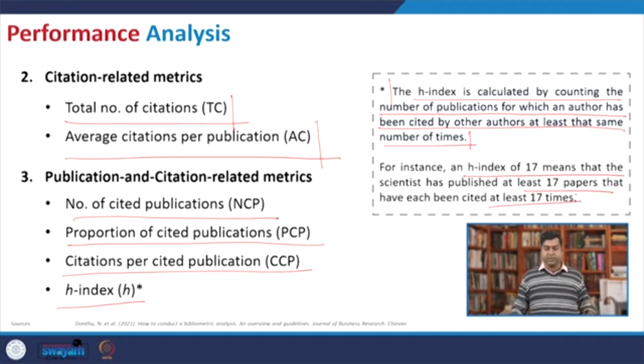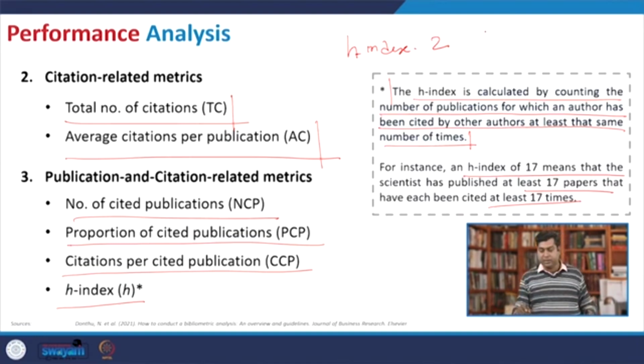So, that means if I say H index 2, I may have, say, 10 papers, but in that case H index 2 means that at least 2 of my publications are cited by other authors at least 2 times each.